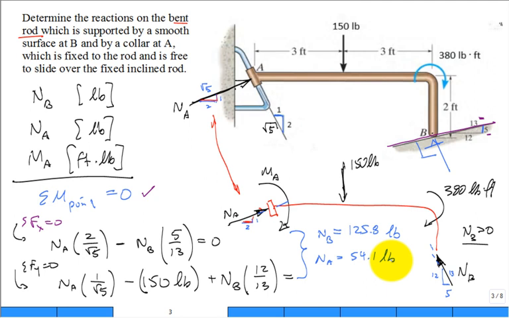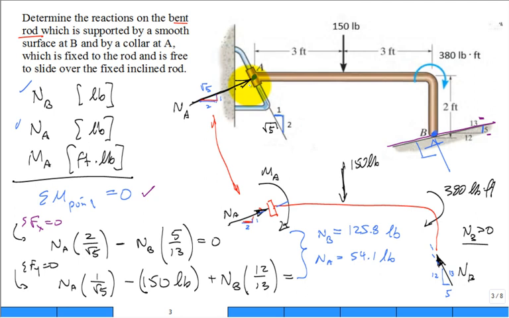Now that I've solved for those, I need one more equation to solve for the m sub a, that reaction moment. These are done. I need m sub a. So, it's your choice. Anybody want to suggest a place to do the sum of the moments about? About point B? You could definitely do it about point B. Point A, you could do it about point A. Those seem to be the most logical places, either point A or point B.